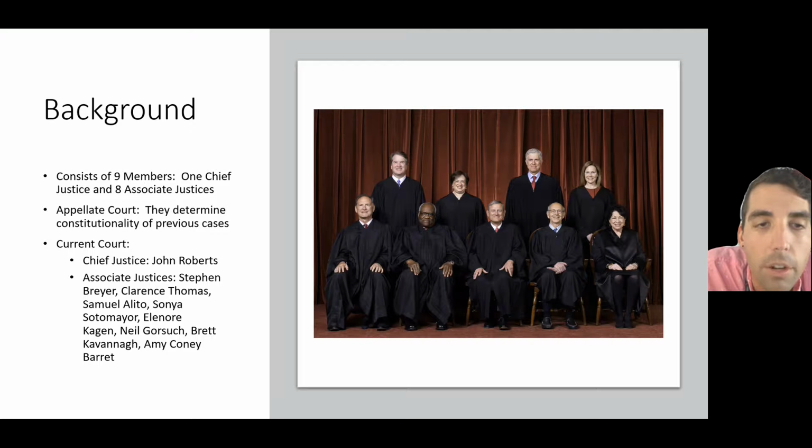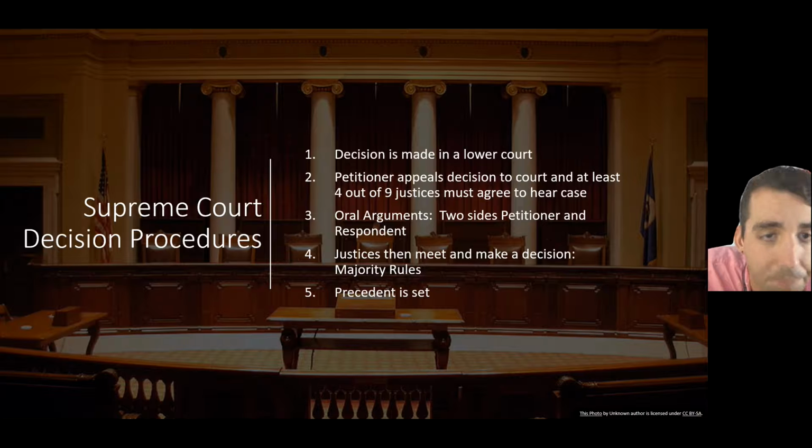So this is John Roberts, Clarence Thomas, Alito, Breyer, Sotomayor, Coney Barrett, Gorsuch, Kagan, and Brett Kavanaugh. All right, moving forward. So how the Supreme Court decisions are made.